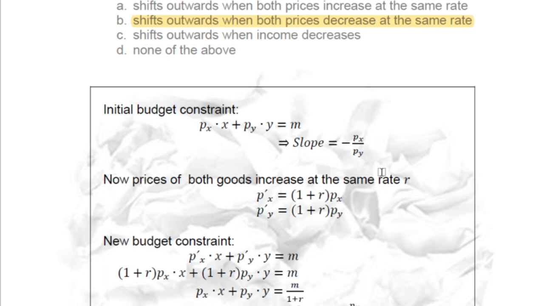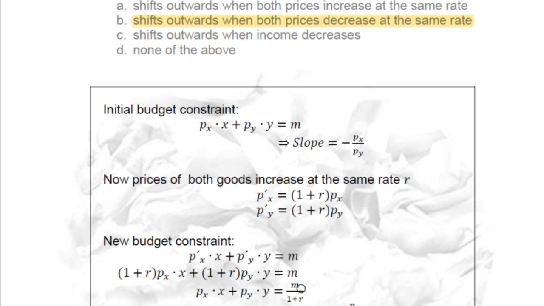That means that the shift is parallel. The new curve is parallel to the previous one, and as we can see, the income is smaller than before. So when prices increase for me at the same rate, the situation is the same as leaving the prices constant but having less money.